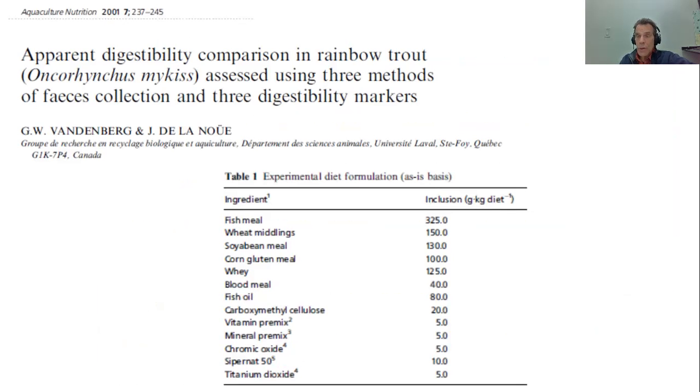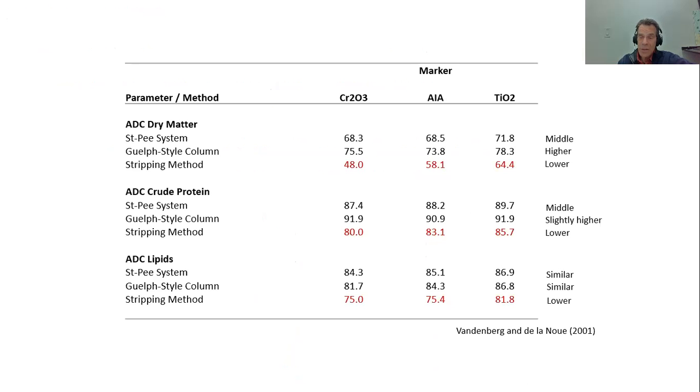Now, the third element is actually how you collect the fecal material. My former master's advisor, Professor Joël Delanoux, at Laval University in Quebec City, Canada, and my colleague and friend Grant Vandenberg, who did a PhD with Joël Delanoux and now is a professor at Laval University, carried out a trial when they looked at 3 fecal collection methods and 3 different digestibility indicators or markers to look at the digestibility of one single diet, a good quality reference diet that they formulated. That's a really interesting study.